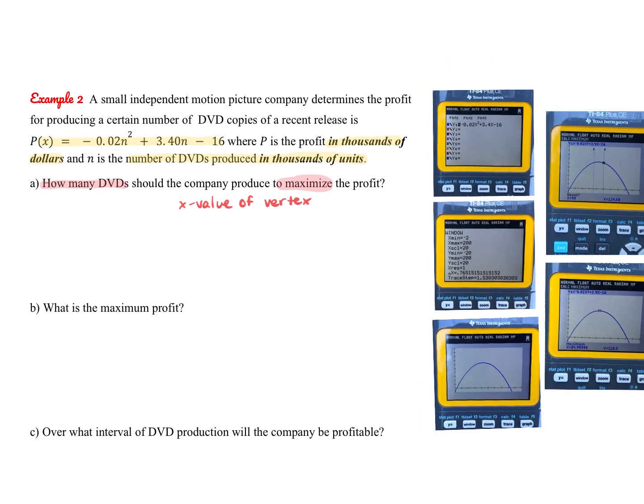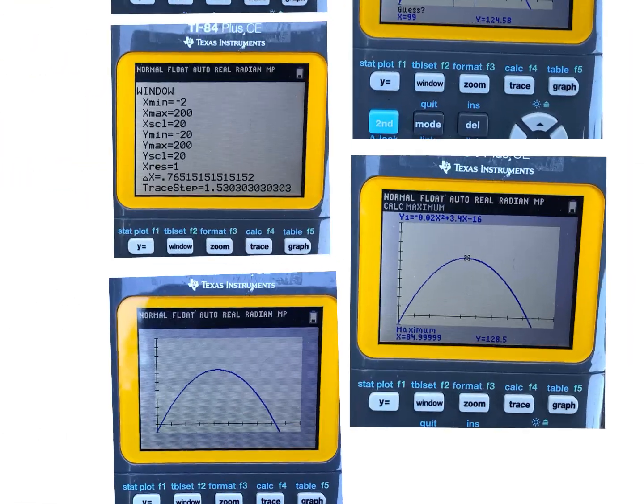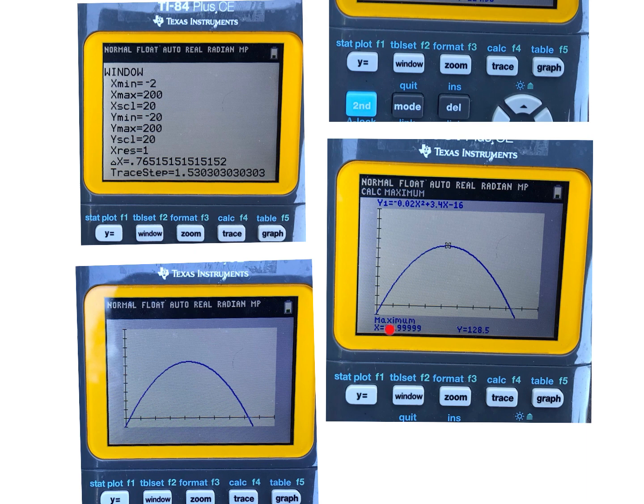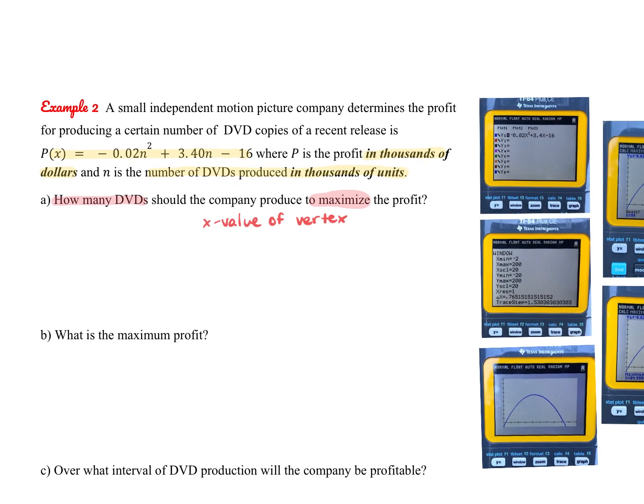So the first one, they ask how many DVDs should they produce. So it's the x value of your vertex, which is 85, but remember our units are in thousands of units, so that means that they should produce 85,000 DVDs.